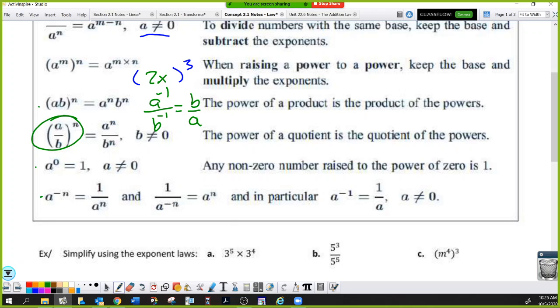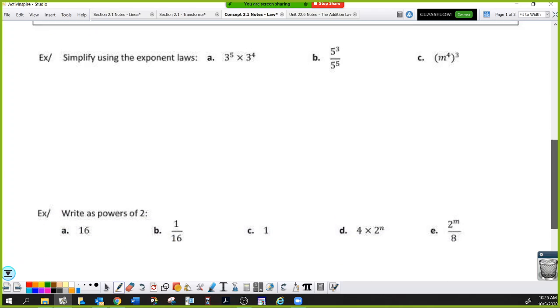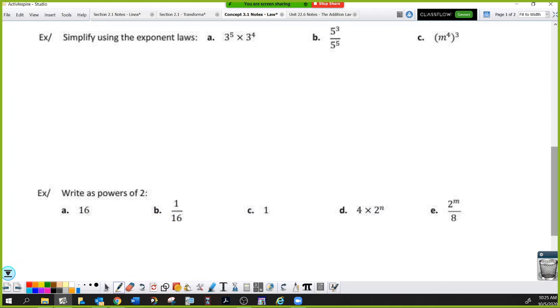All right, so that's just reviewing the rules. And now we're just going to do these real quick. Shouldn't need a calculator for these. Simplify using the exponent laws.